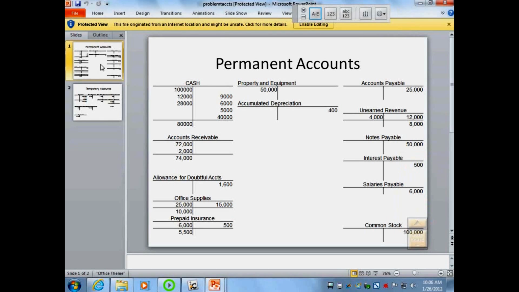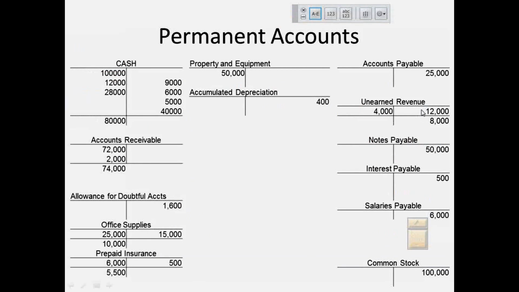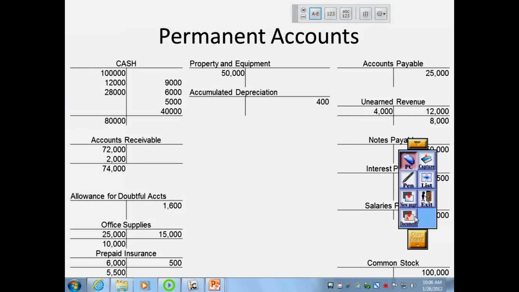What I did was I just separated our T accounts into permanent and temporary. Okay, what is a permanent account? Okay, so why, even though we called revenues and expenses owner's equity, why are they not permanent? What's different about them?